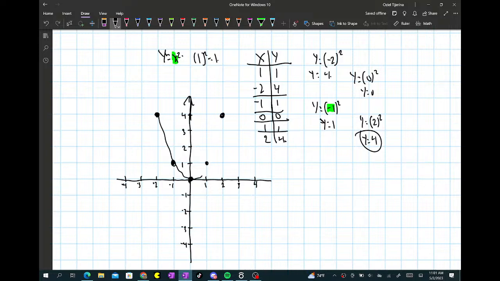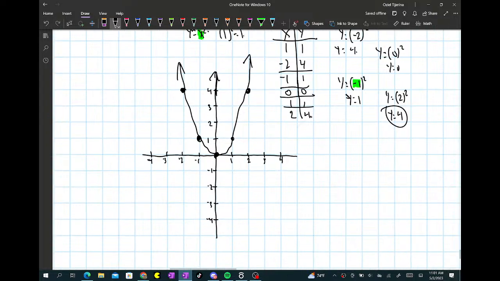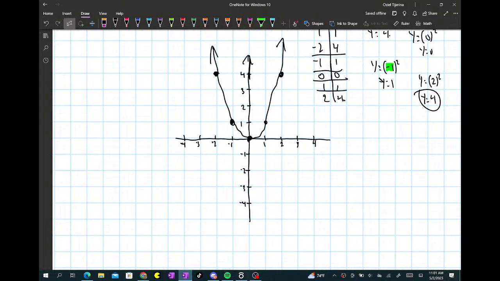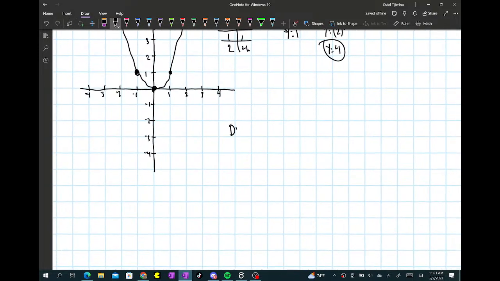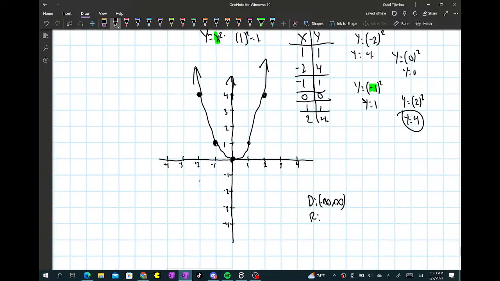So this would be the parent function f of x equals x squared. So the domain and range for a quadratic is a bit different. The domain is always all real numbers. So there are no restrictions on this graph, right? So the domain is from negative infinity to infinity. But the range, look at our y value, right? Our y value starts at 0.